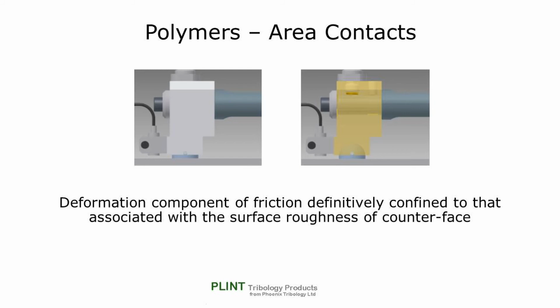With this type of geometry, the deformation component of friction is definitively confined to that associated with the surface roughness of the counterface. A relatively rough surface may give rise to both abrasive wear and surface fatigue, whereas a smooth surface will promote adhesive wear and material transfer to the counterface surface. Adhesive wear is a much less efficient mechanism for removing material from a surface compared with abrasive wear, so the temperature with the former mechanism is likely to be a lot higher than with the latter.